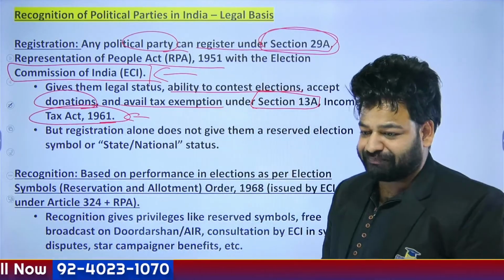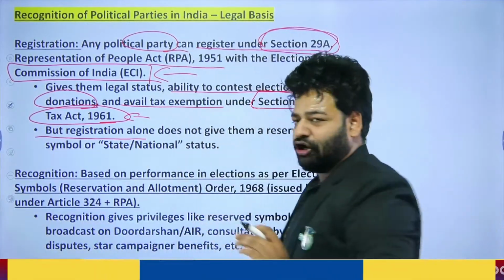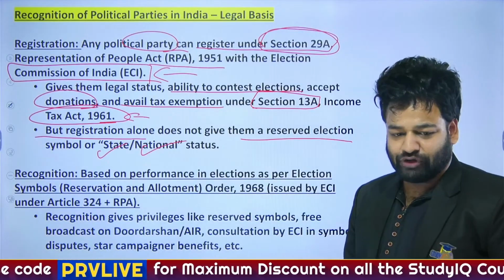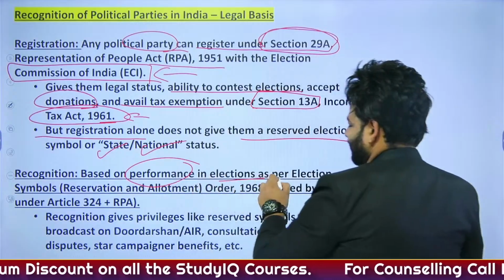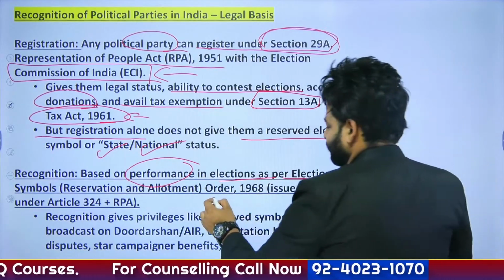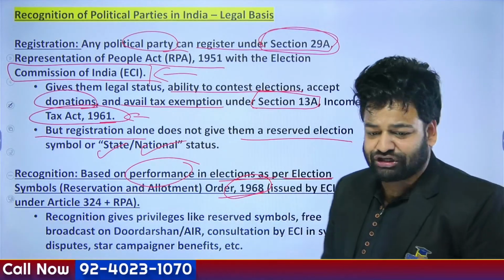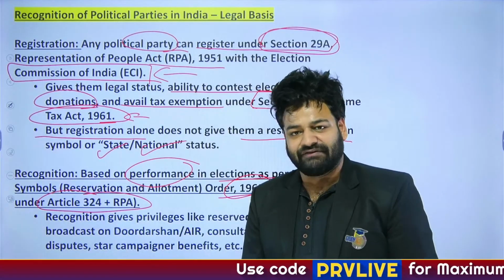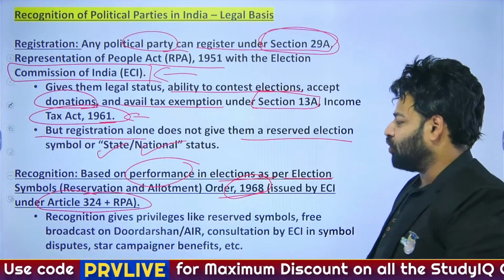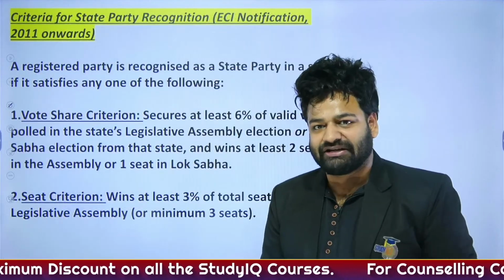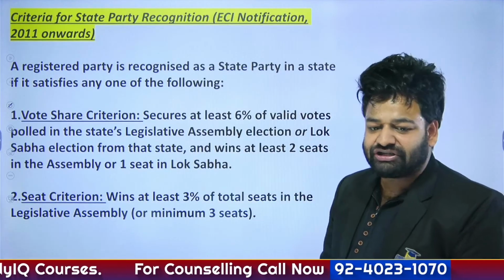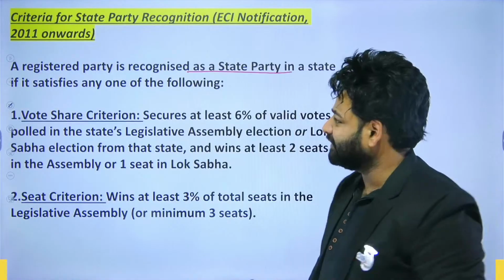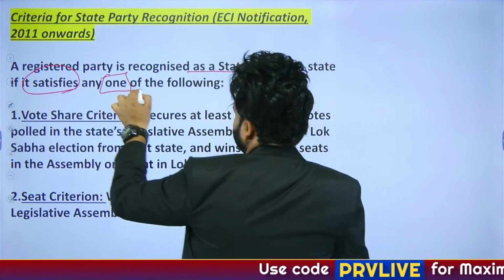Now, as you can see the next part, registration alone does not give them a reserved election symbol at the state or the national level. Recognition must be based on performance in elections as per the Election Symbols (Reservation and Allotment) Order of 1968, issued by the Election Commission of India under Article 324 plus the Representation of People's Act of 1951, that is RPA, right? So this is what the whole thing is. And now let's talk about the criteria. What are the criteria that a party needs to fulfill in order to register itself as a state or national level party? A registered party is recognized as a state party in a state if it satisfies any one of the following conditions.